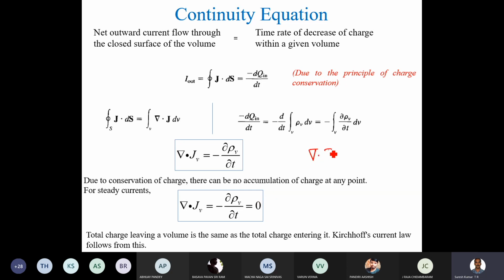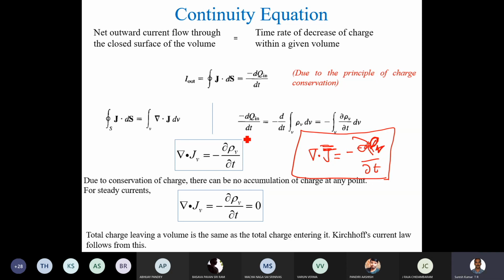So del dot j vector. What you got in the previous slide got deleted. So del dot j vector is minus dou rho v by dou t. What is the meaning of this divergence equation? Divergence of j vector means the volume current leaving, where j vector means volume current density. So the current density leaving the volume is equal to the rate of reduction in the total charge enclosed by the volume, enclosed by the closed surface.